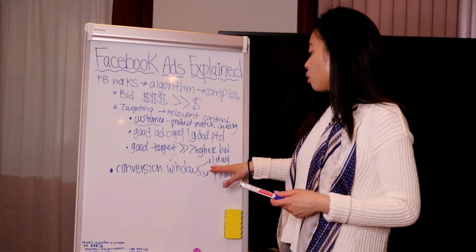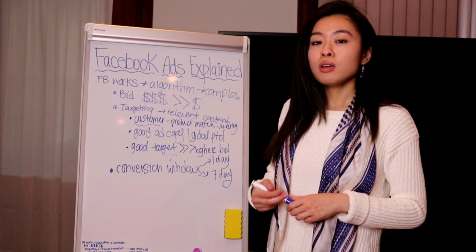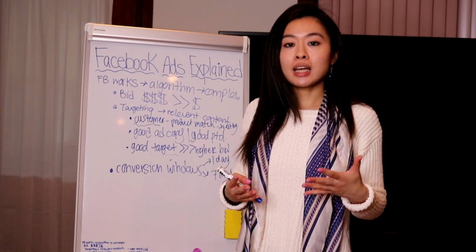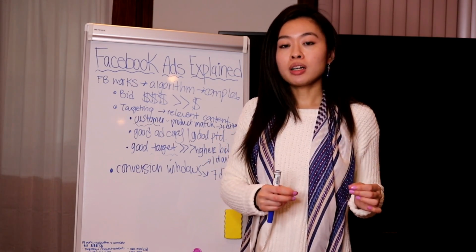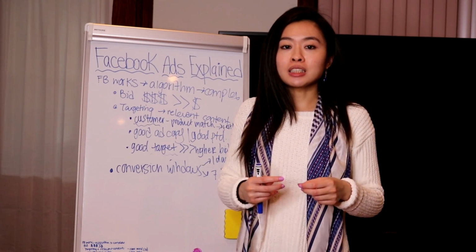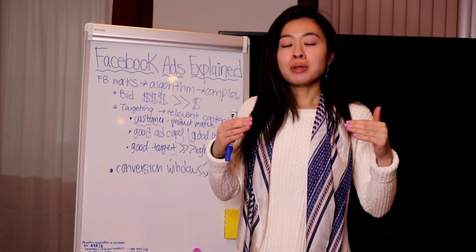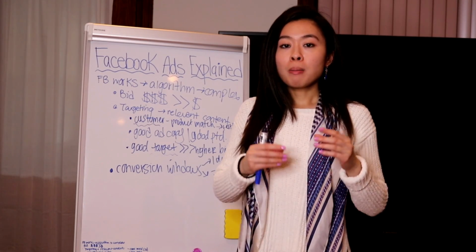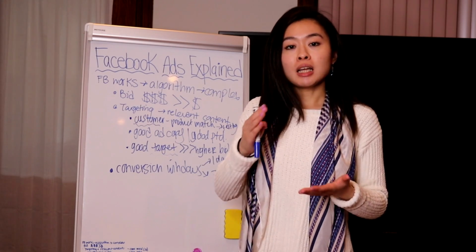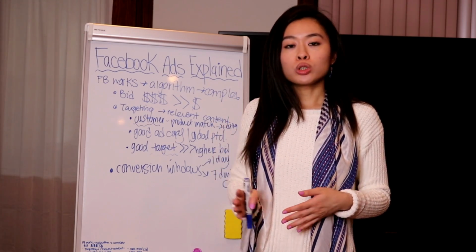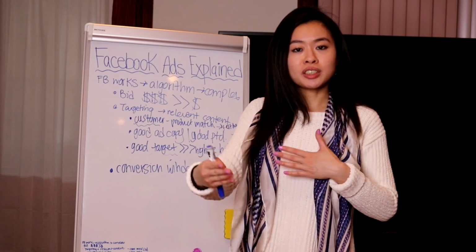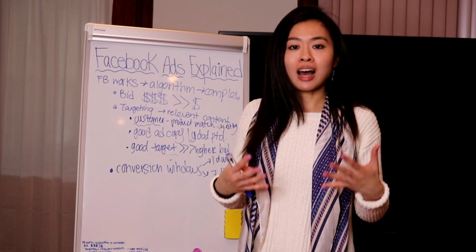And so the 1 day is usually optimized better for people advertising a lower ticket product, and the 7-day conversion window is usually better optimized for a high ticket item. It makes sense because people usually don't buy a high ticket item the first time they see it. They probably need to see it 2 times, 5 times, maybe even 10 times before they actually trust the company to pay for that high ticket item.